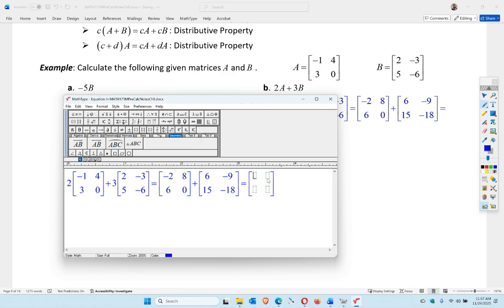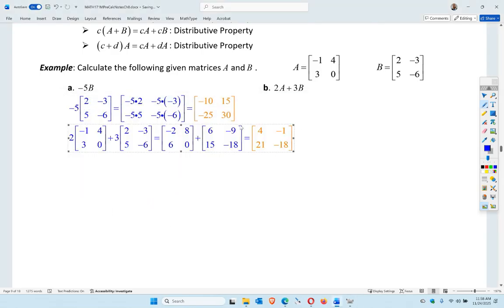Okay, negative 2 plus 6 is 4, 8 plus negative 9 is negative 1, 6 plus 15 is 21, and 0 plus negative 18 is negative 18. Typo. There we go. Okay, so that's scaling.